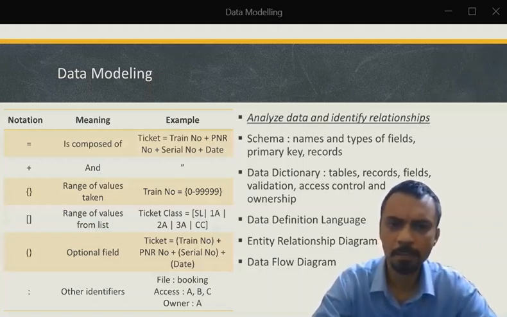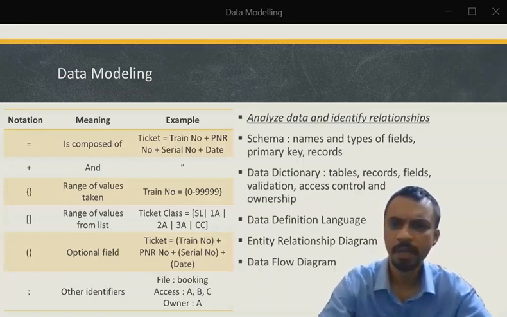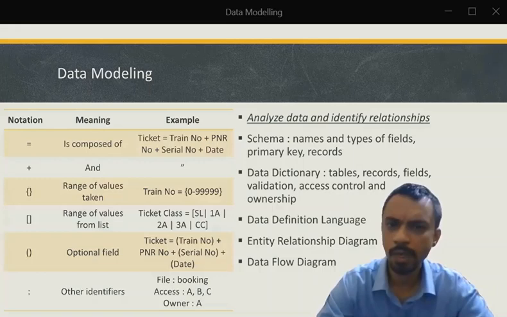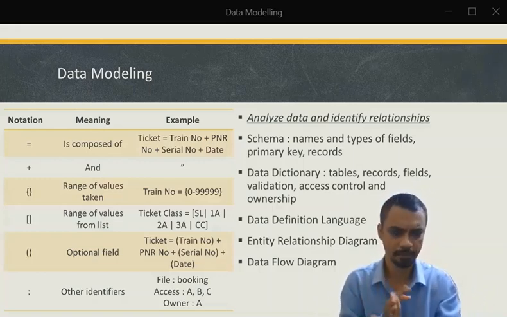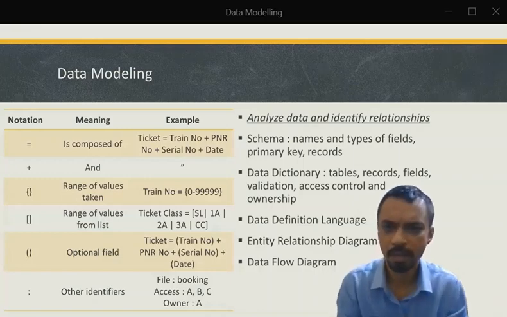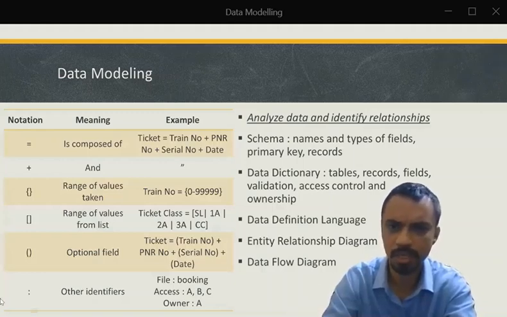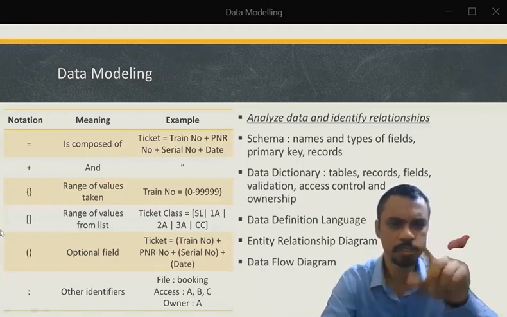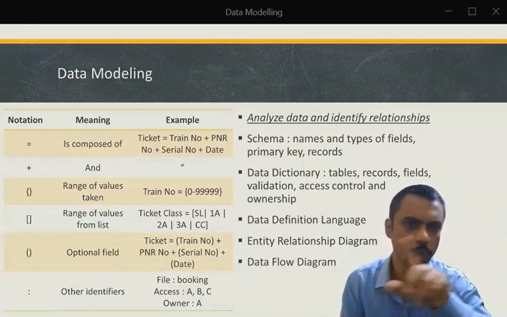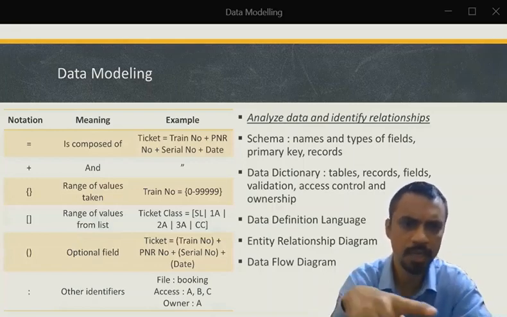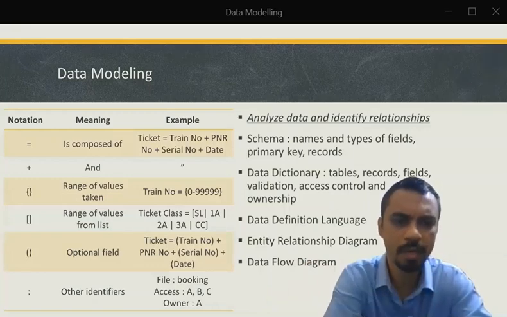So this is an example of a railway ticket. If you book it on IRCTC or some such website, you will find that you have a ticket which has a train number, PNR number, serial number and a date, and it may have many other pieces of information. But in this example, this is the notation, equal to. When I say ticket equals this plus this plus this plus this, it means the ticket contains all these things. And I'm using another notation, plus, which is used to mean and.